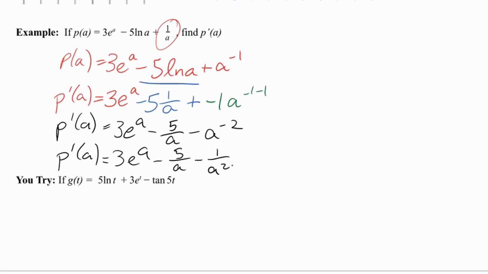Now be careful with your notation. Notice when I rewrote it here, I did not put the prime. I just wrote P of a because I did not yet take the derivative. At this step, I took the derivative, so I write P prime of a. Now try the next one. If g of t equals 5 ln of t plus 3e to the t minus tan of 5t, what is g prime of t?